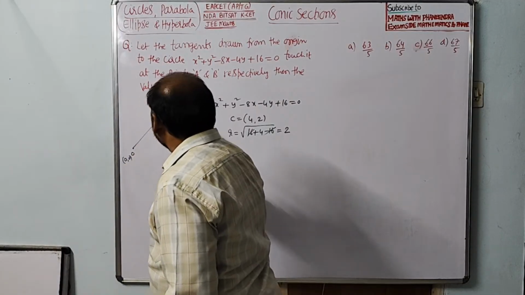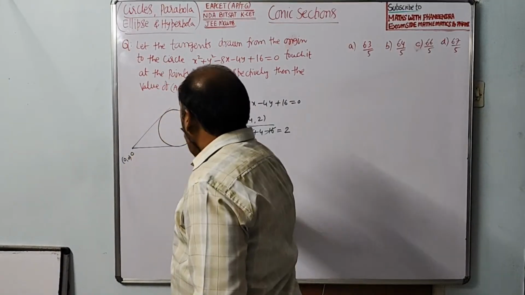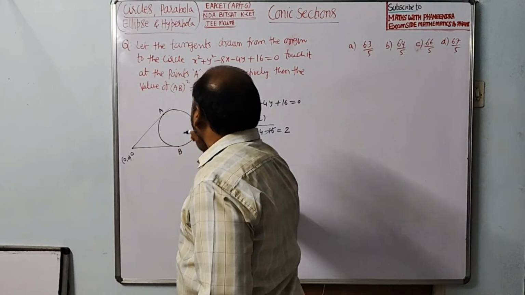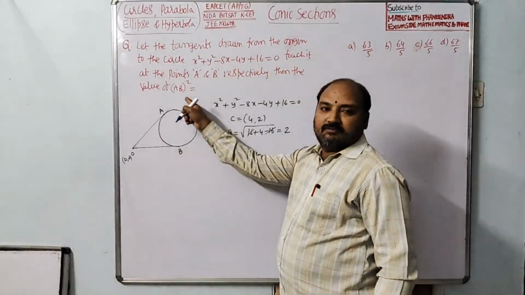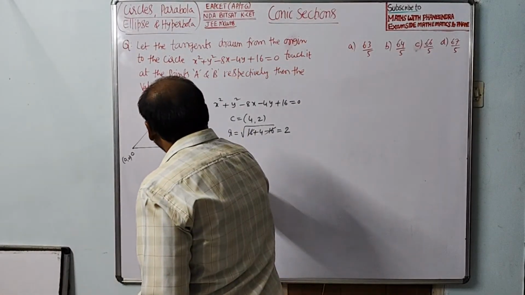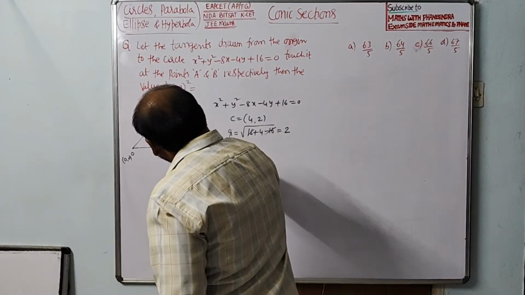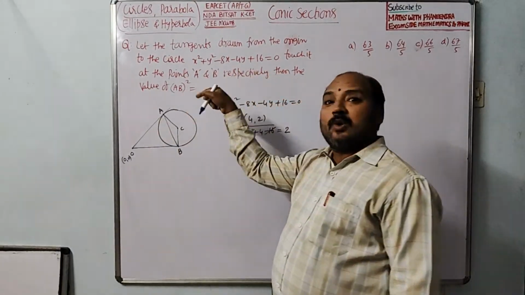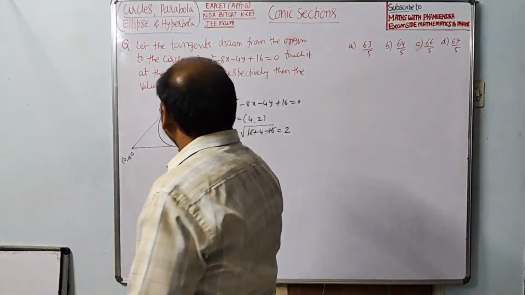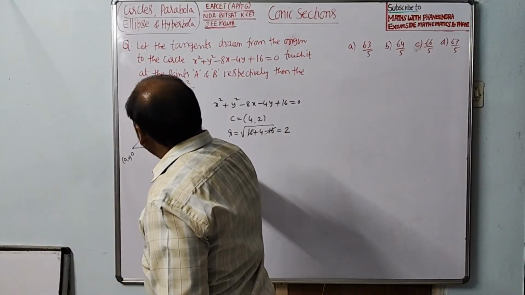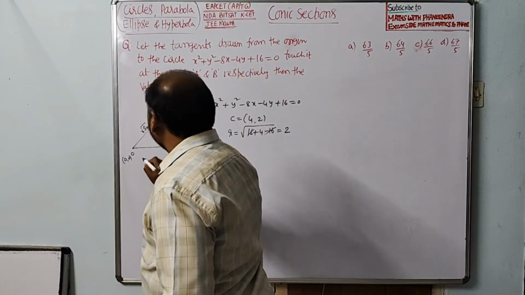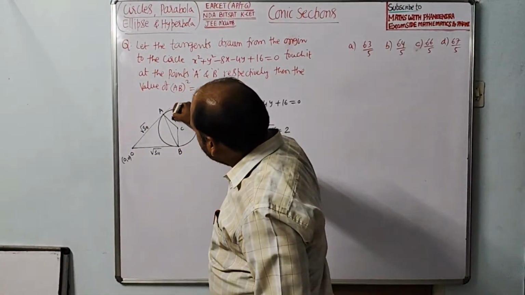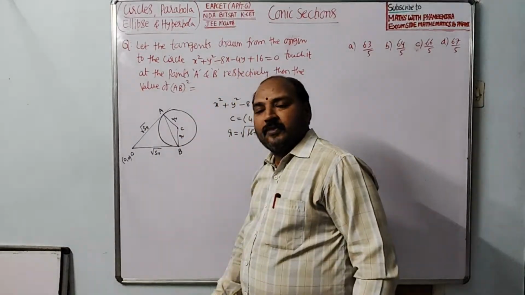Tangents are drawn from the origin to the circle, which touches the circle at the points A and B respectively, according to the question. This is the center of the circle, dear students, and join like this. They are asking to find AB square. Here, from origin to A, it is absolutely the length of tangent. Even OB is also the length of tangent, dear students. And AC or BC is equal to the radius.